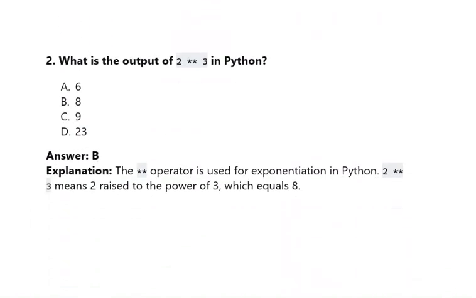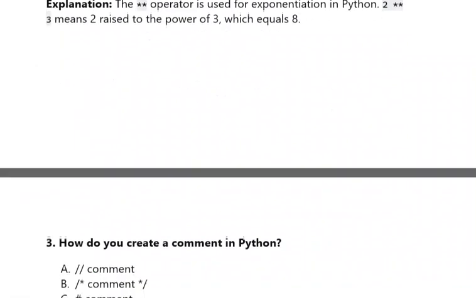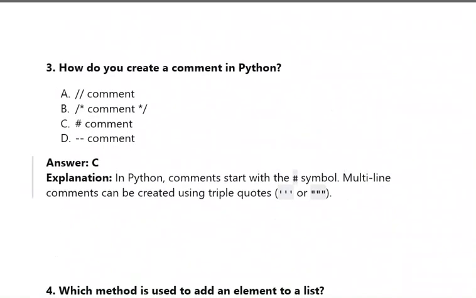What is the output of 2 to the power 3 in Python? That means 2 into 2 into 2 equal to 8. So the answer will be 8. How do you create a comment in Python? Hash.